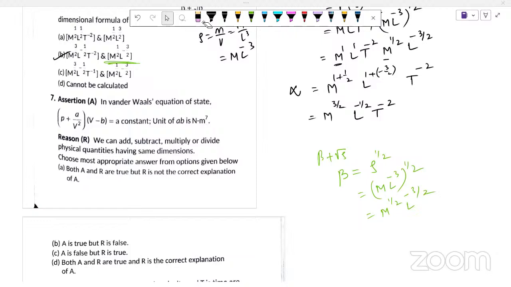Have you got an idea? Just now I told you, beta, we can add and subtract, but to multiply and divide we do not need the same dimensions. Irrespective of the dimensions, you can multiply and divide. I hope you are clear with this one. My assertion is true. Is anyone else getting assertion true? Sania, assertion is true. Yes sir, A is true, R is false. A is true. Very good.